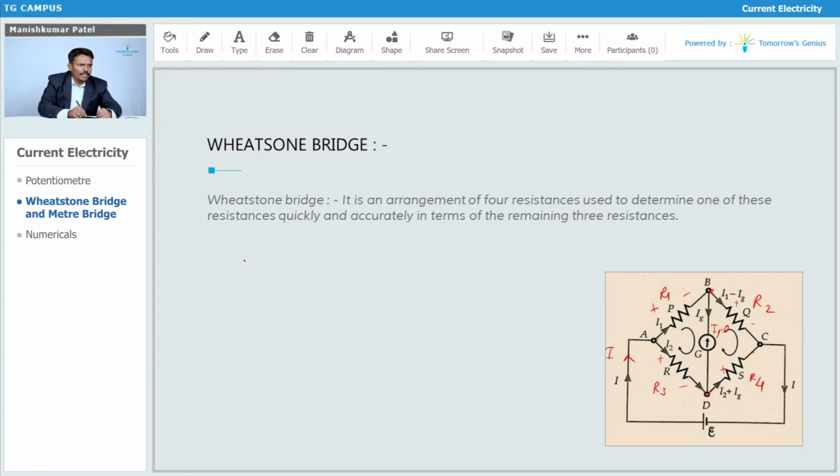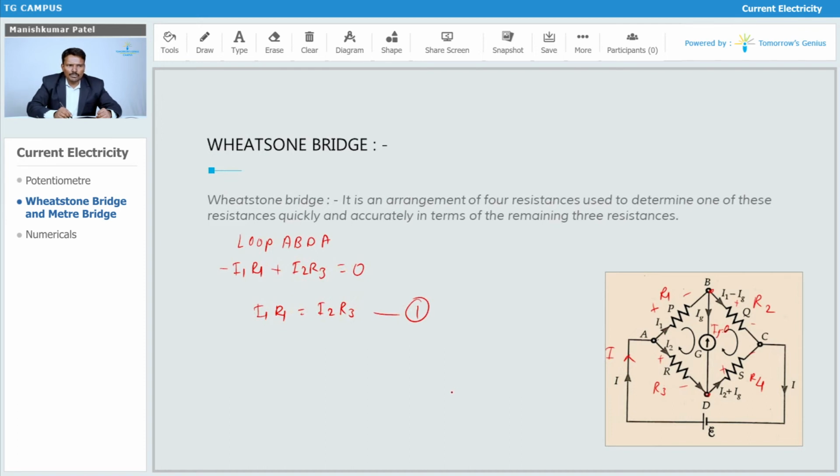So how can we write it down? Simple, that is minus I1 R1. Now similarly for the first loop, which is ABDA, consider that loop ABDA. That is minus I1 R1 plus I2 R3 is equal to 0. So I1 R1 is equal to I2 R3. This is your first equation.